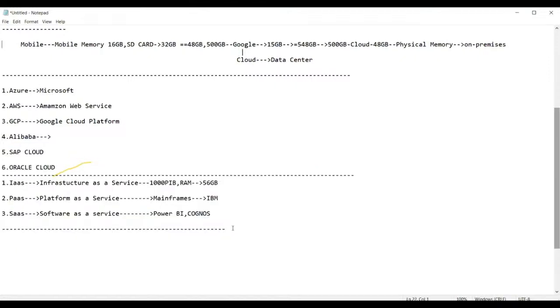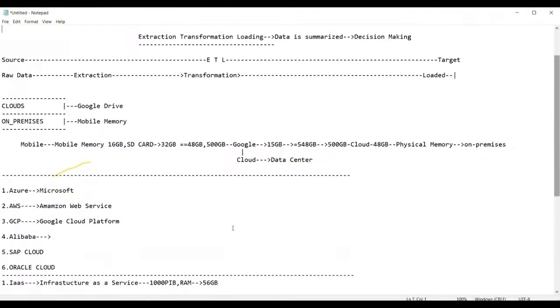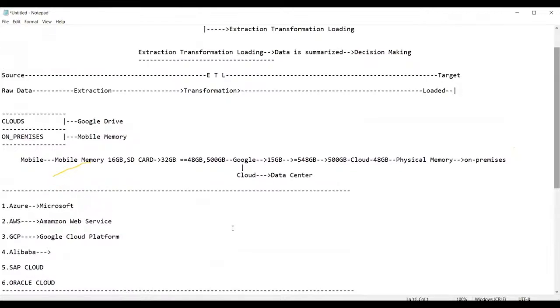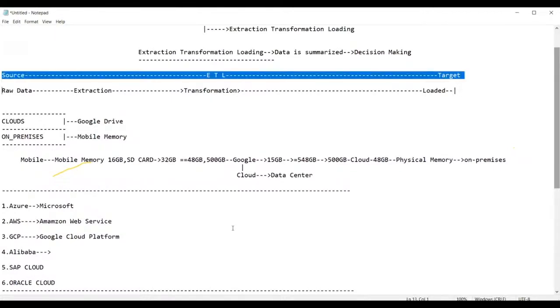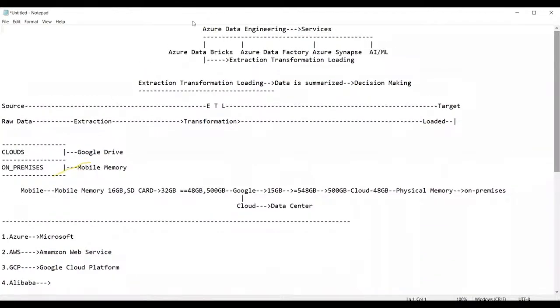Now guys, the cloud is clear for me and on premises is also clear for me. Everything is clear. But my question is that source, target, and extraction, transformation, loading are already done. What exactly is the use of ADB, that is called Azure Databricks? What does it do? We have to understand this.